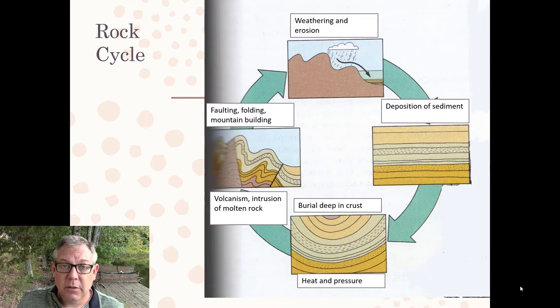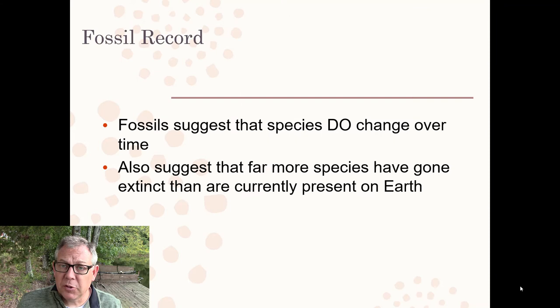And that's very important to understanding formation of this rock and understanding the fossils that are found in these rocks. So those fossils suggest that species do change over time. In fact, more species have existed and gone extinct than are currently on Earth right now. So our evolutionary history, as seen in the fossils, is very different than what you see now. And so this is one of those things that Darwin's trying to explain.